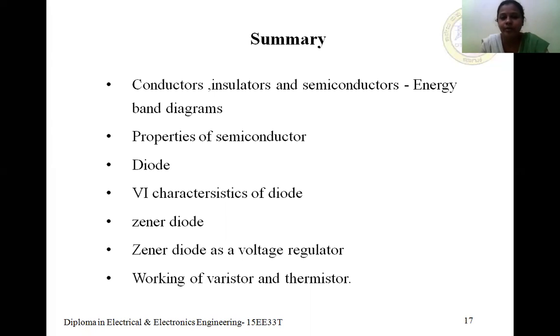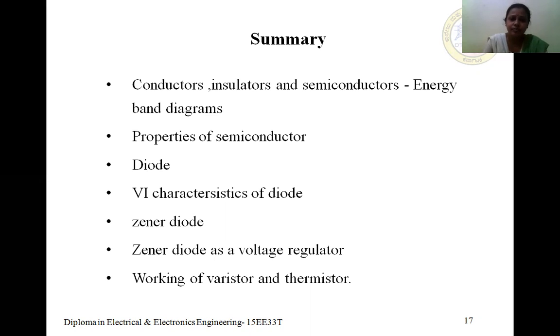Next, we saw the properties of semiconductors we studied in the previous session. The properties of semiconductors are, first, a semiconductor exhibits a negative temperature coefficient of resistance, and the second thing is the resistivity of a semiconductor is less than that of an insulator but more than that of a conductor. So these are the properties of the semiconductor.